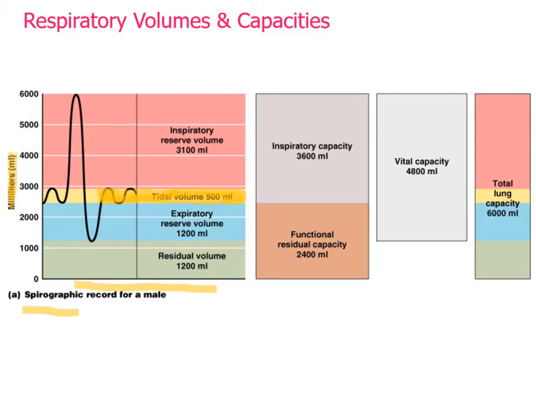By the way, this is a male record. You have quite a large inspiratory reserve volume, and that's shown in that portion of the graph, and you have the expiratory reserve volume shown here in the graph. So tidal volume, IRV, ERV, the sum total of that is the vital capacity.